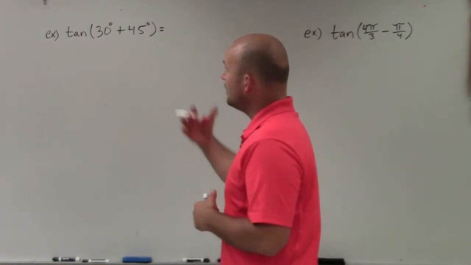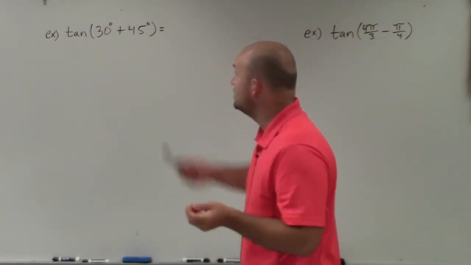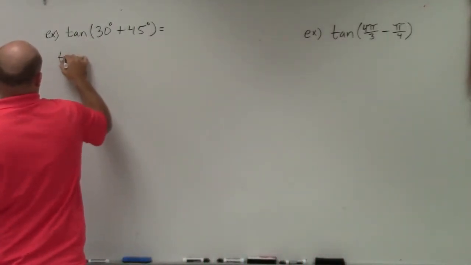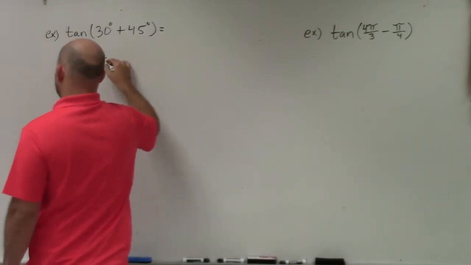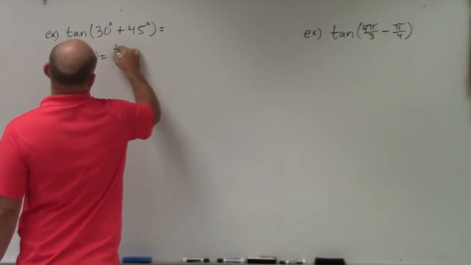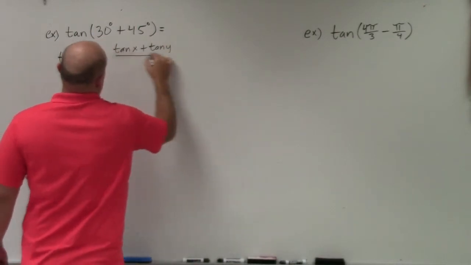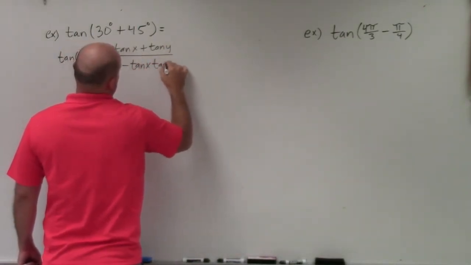All right, so let's get into this. Let's write down what the sum and difference formula is. The sum formula for tangent of two angles: we write down the tangent of x plus y is equal to the tangent of x plus the tangent of y, divided by 1 minus tangent of x times tangent of y.